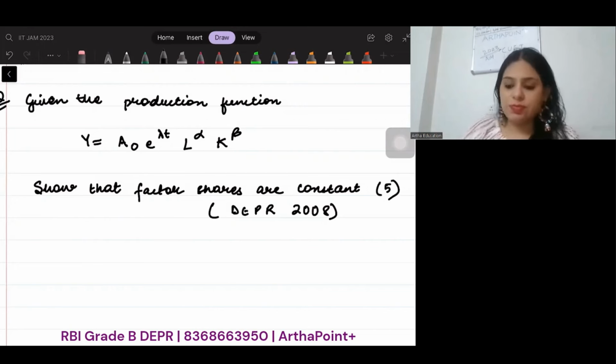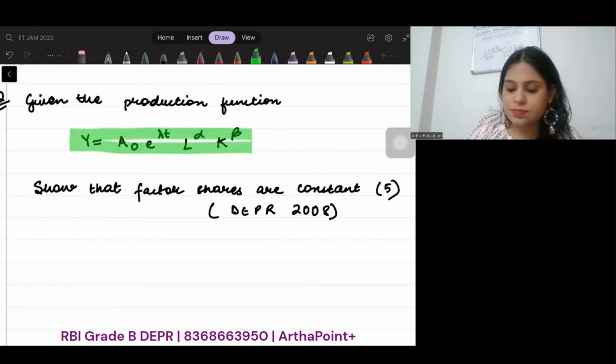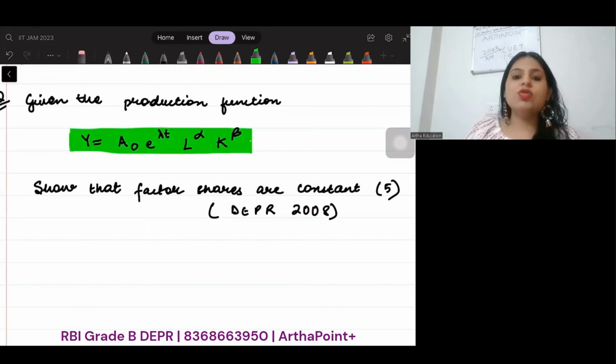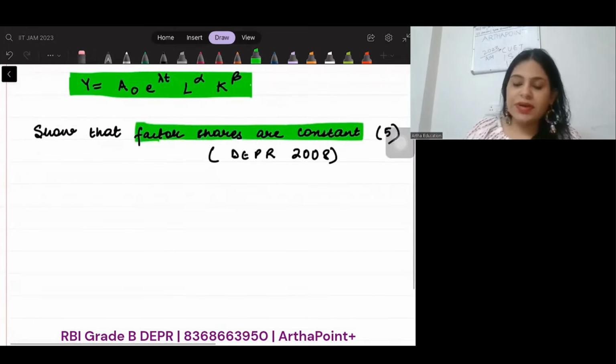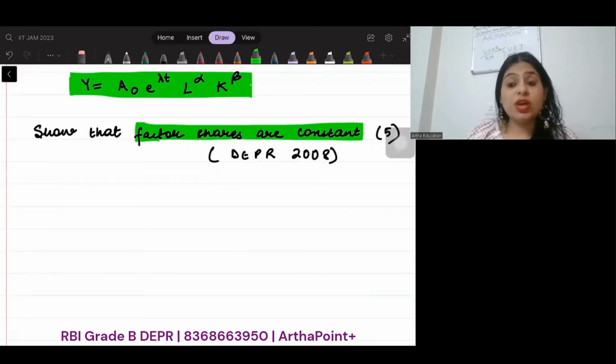Given this production function, show that factor shares are constant. So the aim is to prove that the factor shares are constant. How can we try to solve this question? We want to talk about the share of factor. Just by looking at it, you should know that this is a Cobb-Douglas production function.